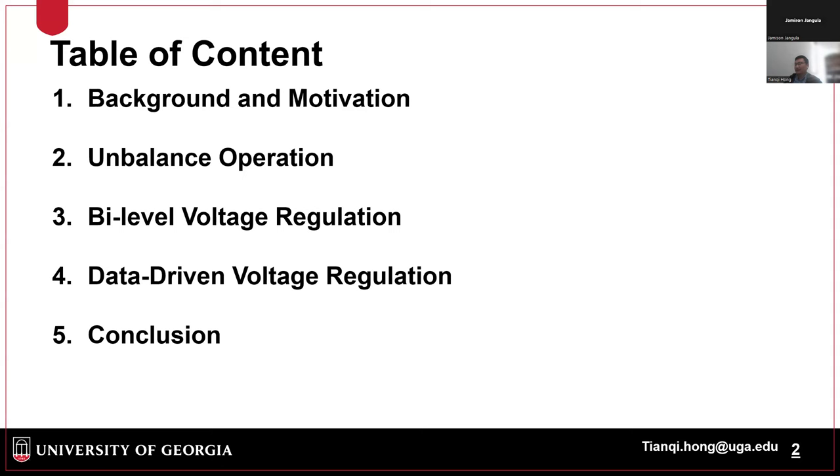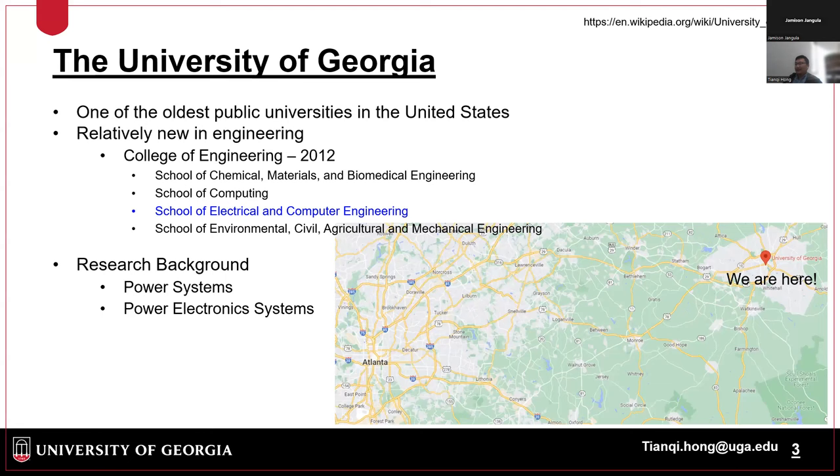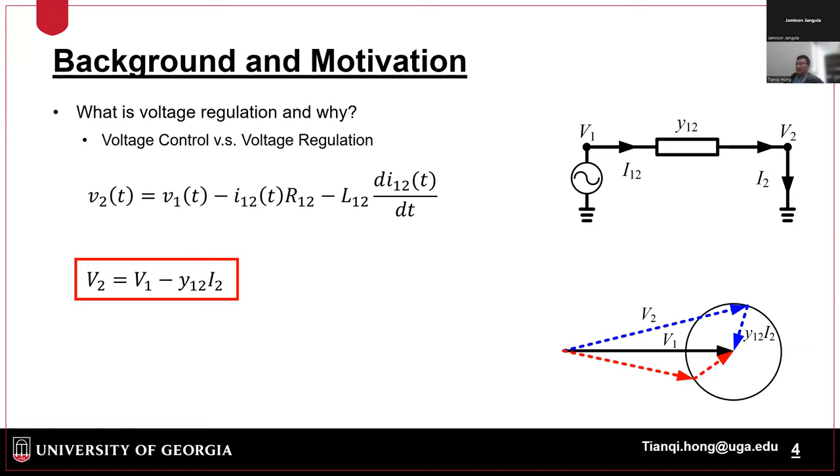Before that, let me first introduce our university. The University of Georgia is one of the oldest public universities in the United States. We have a very old history, but we have a relatively new engineering program. The College of Engineering was established in 2012, and right now we have four schools under the College of Engineering. I belong to the School of Electrical and Computer Engineering, and my background is power systems and power electronic systems. So, enough of the distraction.